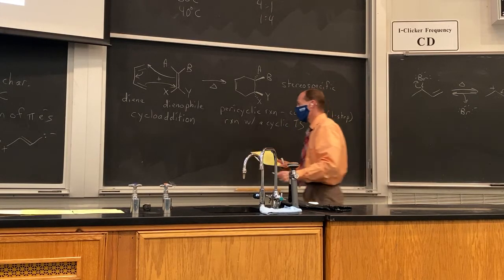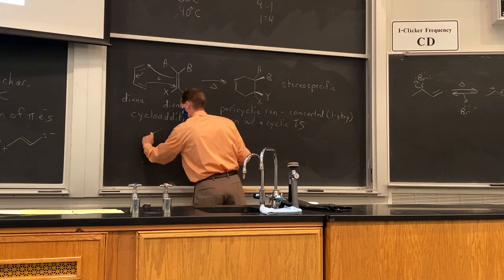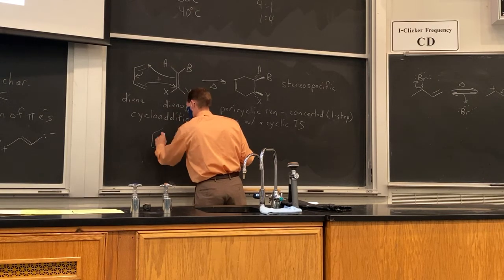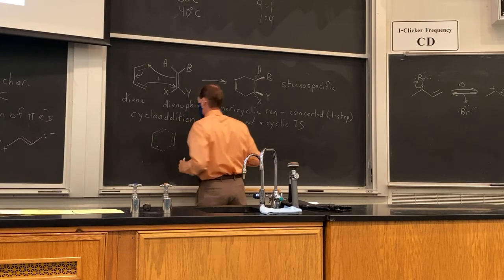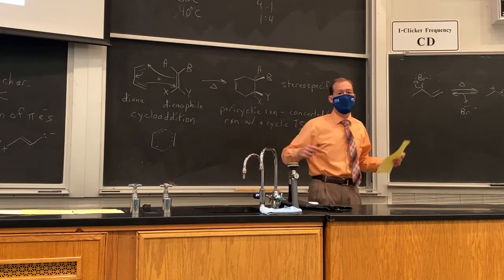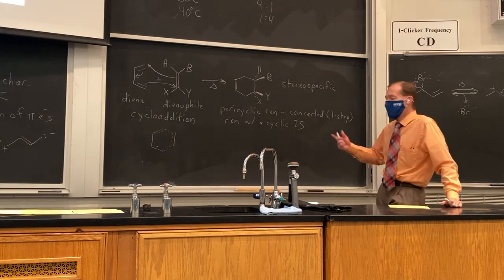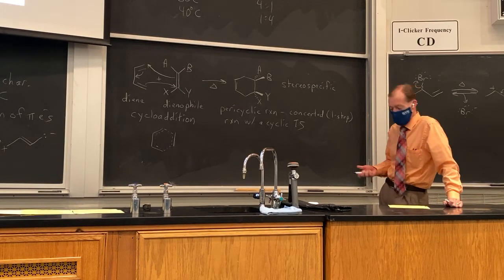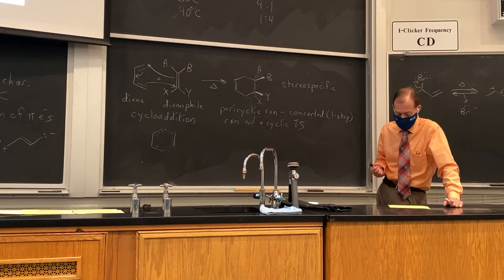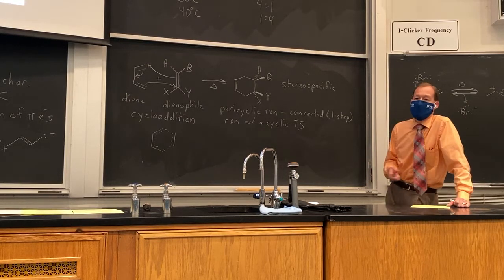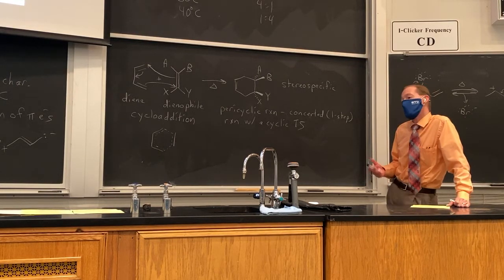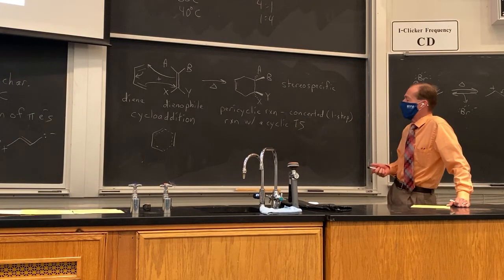Okay? So the transition state for the Diels-Alder reaction looks like this. A lot of dashed lines because we have 3 bonds that are breaking and 3 bonds that are being formed. And so we end up with 6 dashed lines. There are other pericyclic reactions, but the Diels-Alder reaction is the most famous and probably the most useful of those pericyclic reactions.